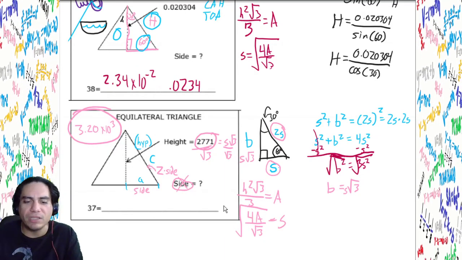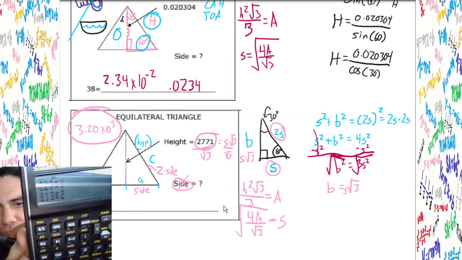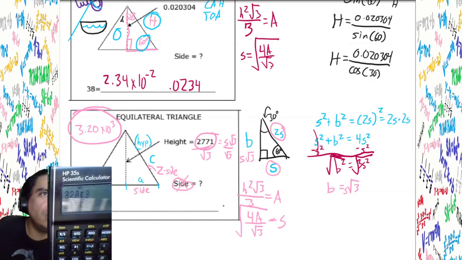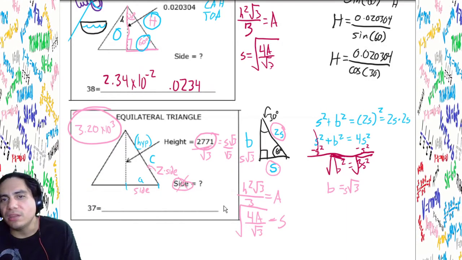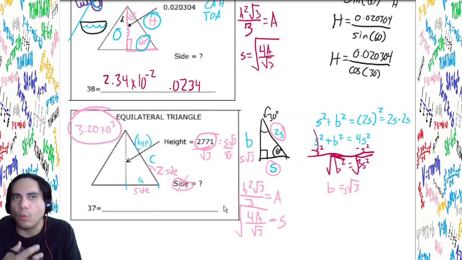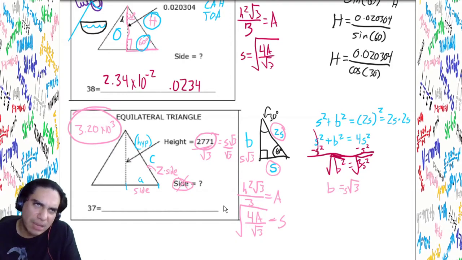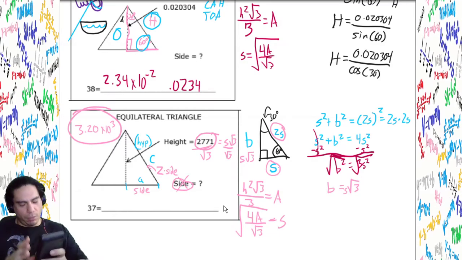This doesn't look right at all, because the answer I end up with, 3.13 times 10 to the 7, doesn't look reasonable to me, because the height's already 2,771, so the side should be greater. I think I did something wrong. Let me do this again, because I think I'm trying to work too fast. Okay, let me do this one more time and slow it down.